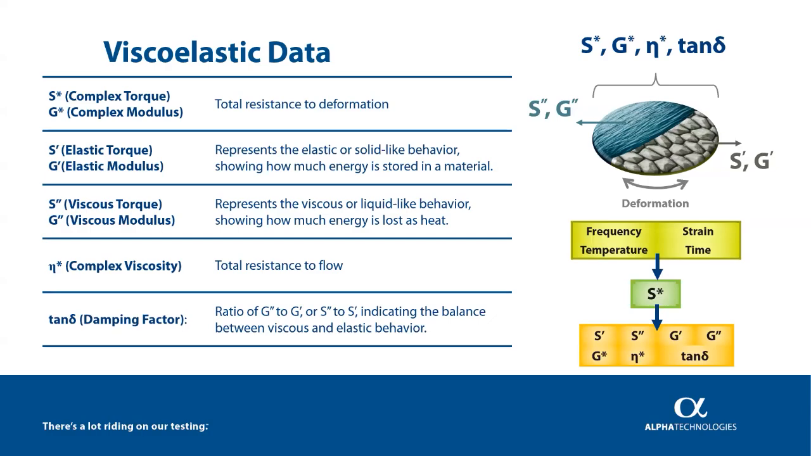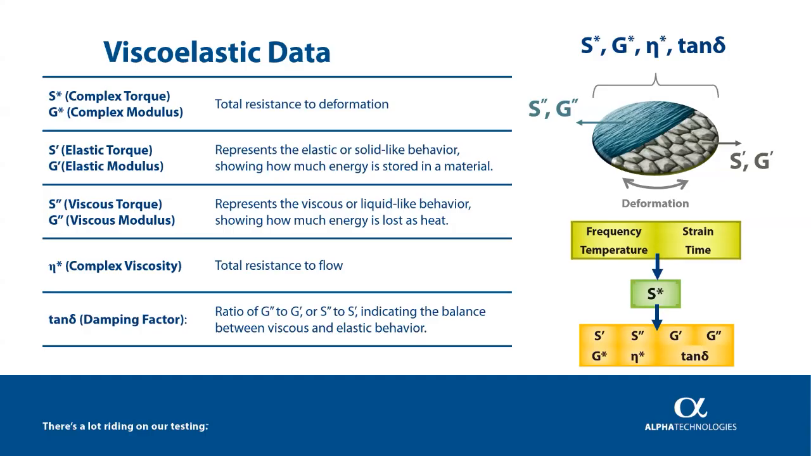Next, we have S prime, elastic torque, or G prime, storage modulus, which reflects the elastic or solid-like response. It is similar to a spring or a rock. It stores energy and tries to return to its original shape after being deformed. Then there is S double prime, viscous torque, or G double prime, loss modulus, which represents the viscous or liquid-like behavior.